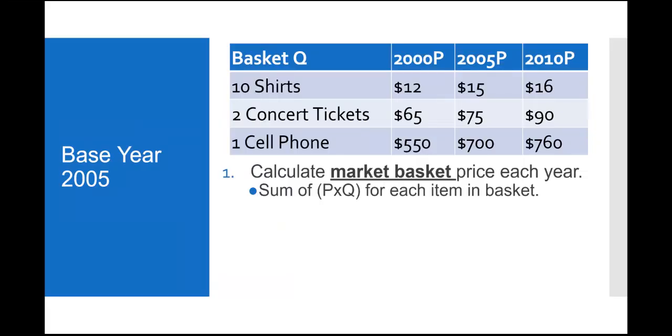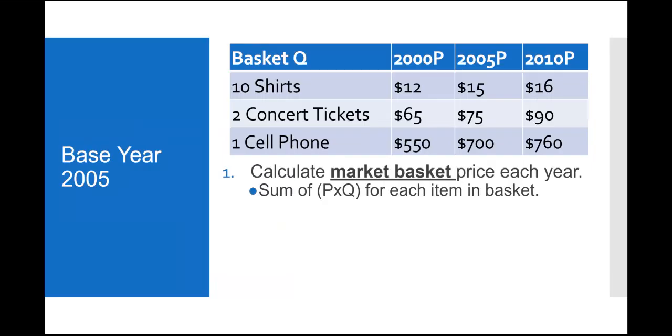So here is our CPI practice problem. We have a basket, and the basket has in it 10 shirts, 2 concert tickets, and 1 cell phone. So this is the basket that the average consumer in this economy purchases. And then we have the price of each of these items individually in the year 2000, the year 2005, and the year 2010. So the first thing we need to do in order to slowly build up our price index and our inflation rate is we need to calculate how much the basket cost in total each year.